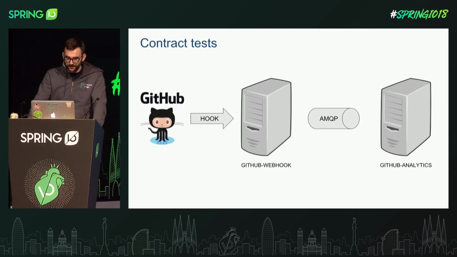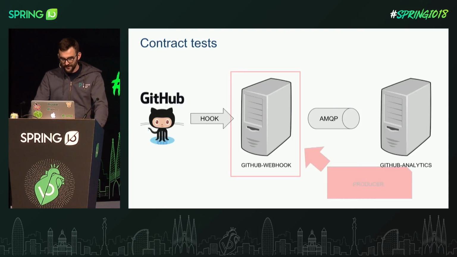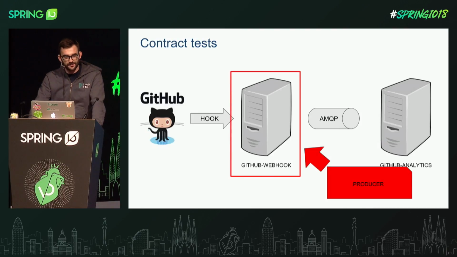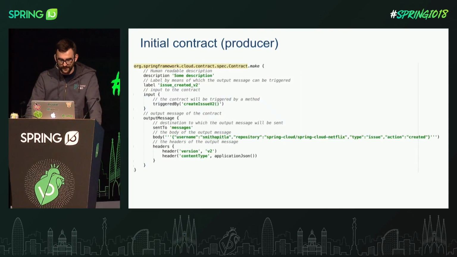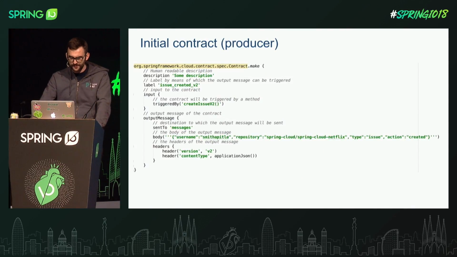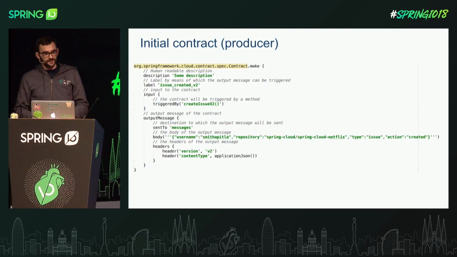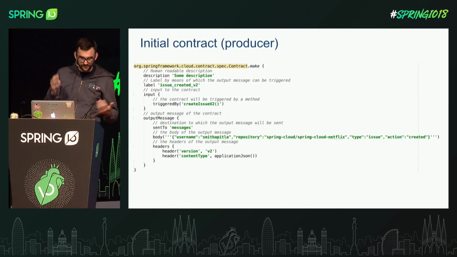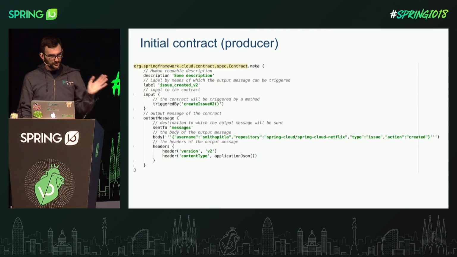So let us assume that we have, again, the same flow. This is the producer of the AMQP message. So this is a contract. Hopefully you can see it. What we have here is a Groovy definition of a contract. We have some labels, an input part. We're going to go to that later.